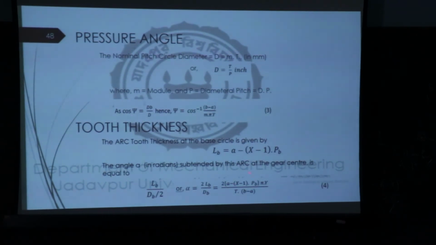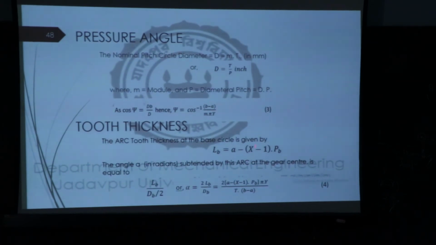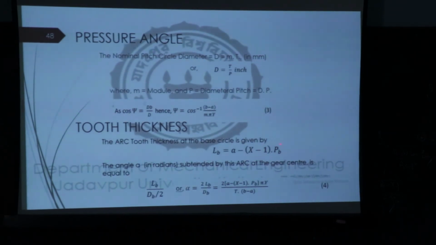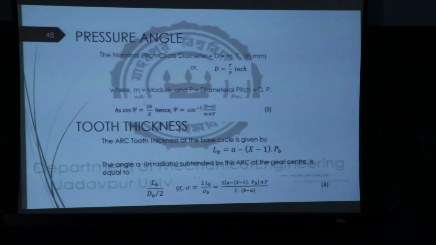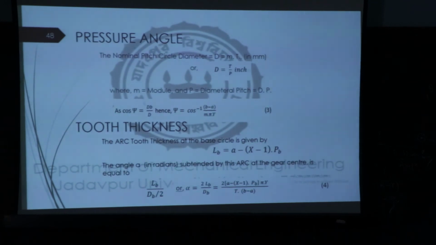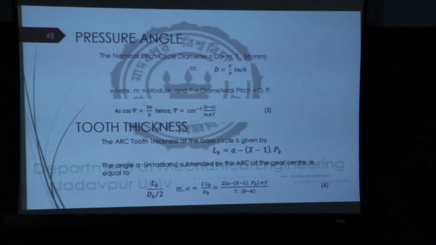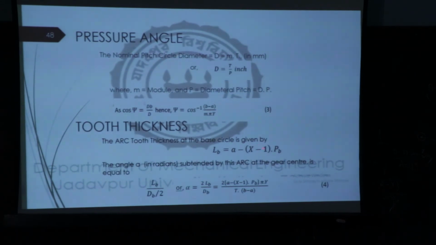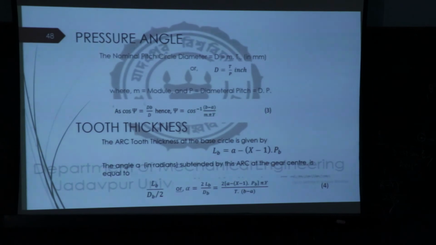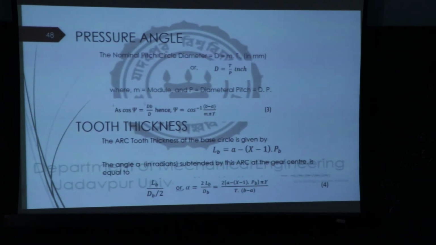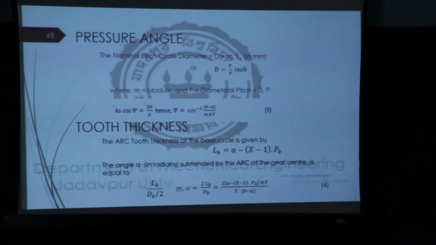Then the arc tooth thickness on the base circle you can find out as A minus S. Supposing you take the measurement, this minus means you are actually subtracting the space portion. When you are measuring, say, over 3 teeth, how many spaces will be there? 2 spaces. So if it is x number of teeth, the number of spaces will be x minus 1. That is why this term refers to the space dimension being subtracted to get the solid tooth thickness. So this is the arc tooth thickness you can calculate.